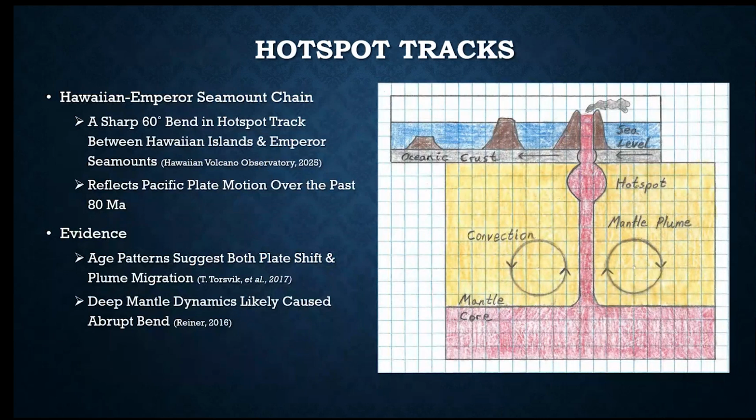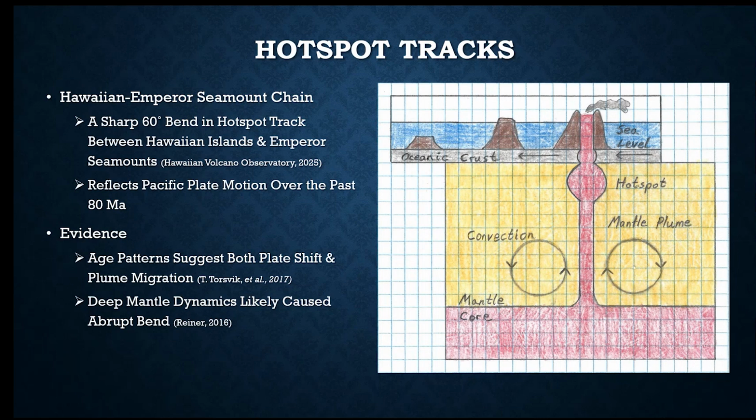All right, so the Hawaiian-Emperor Bend represents a sharp 60-degree directional change in the hotspot track between the Hawaiian Islands and the Emperor Seamounts. There are over 129 volcanoes in this chain, stretching over 6,000 kilometers. The oldest volcano is about 81 million years old, and the bend is dated around 43 million. The youngest volcanoes are found around Hawaii, the Big Island, where Mauna Loa stands as the largest active volcano on Earth. By analyzing the chain, scientists have mapped the Pacific Plate's movement over the last 80 million years.